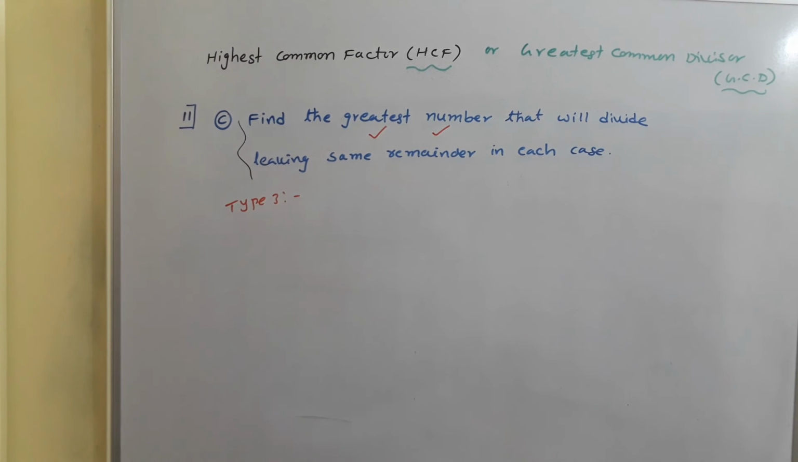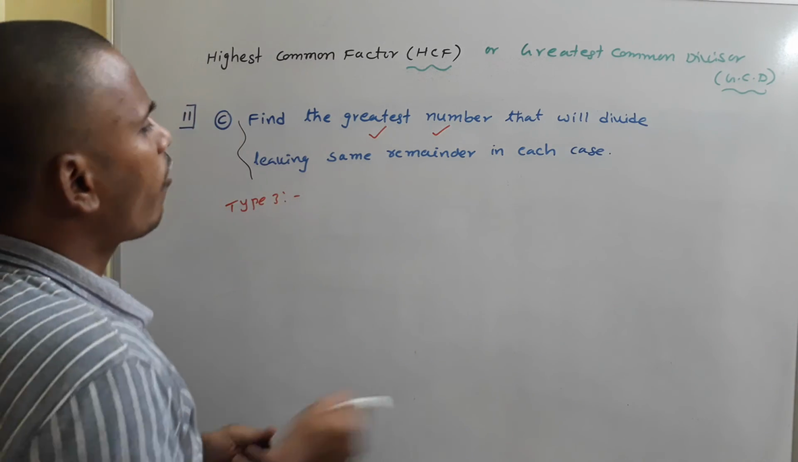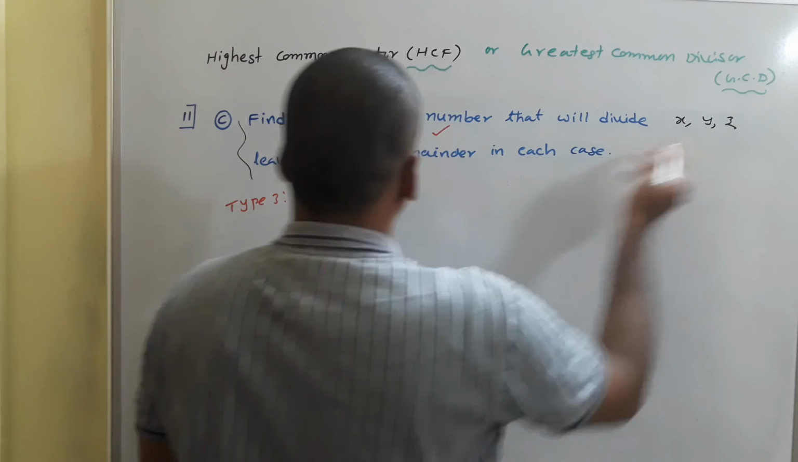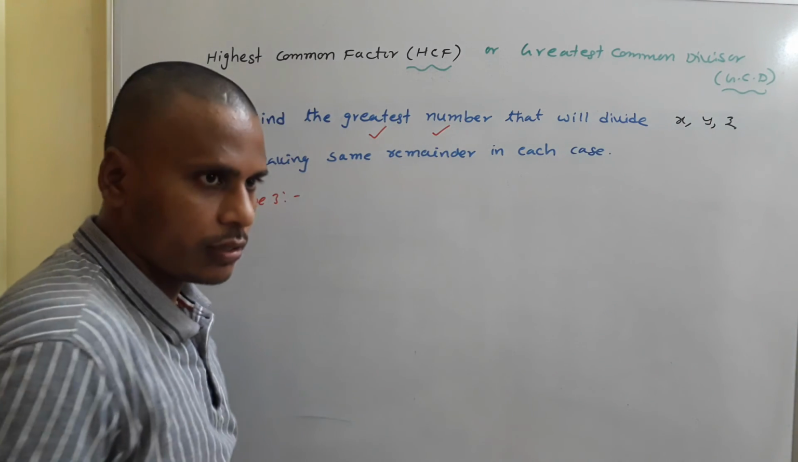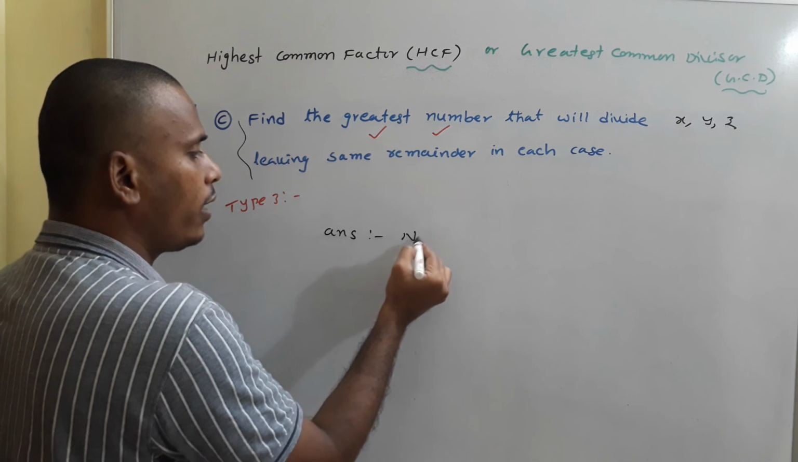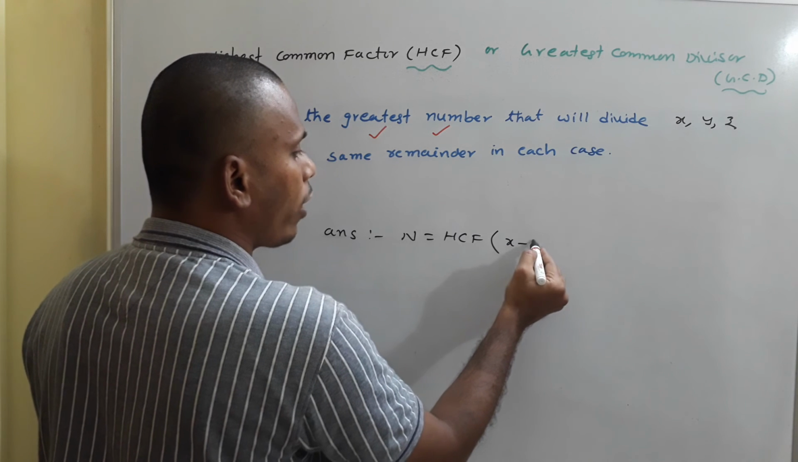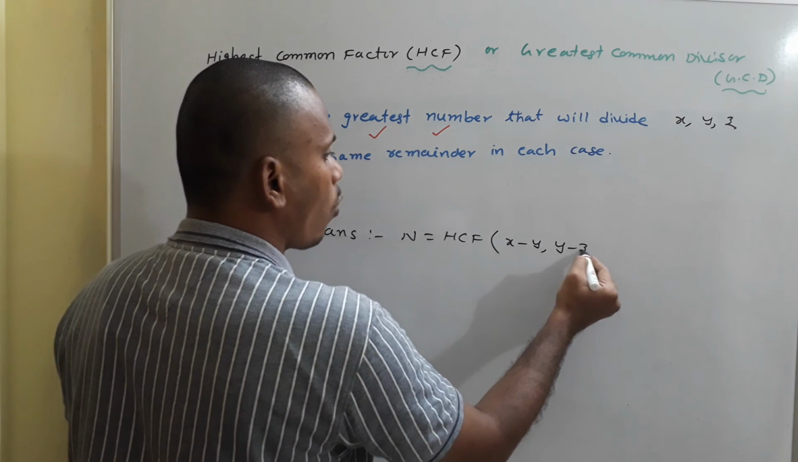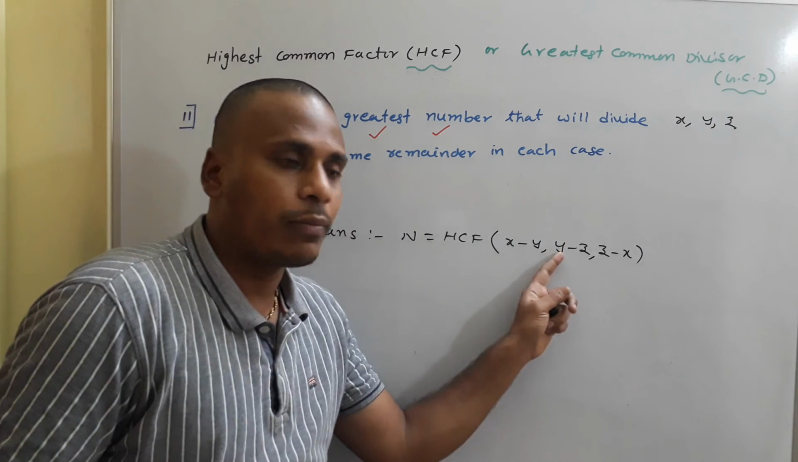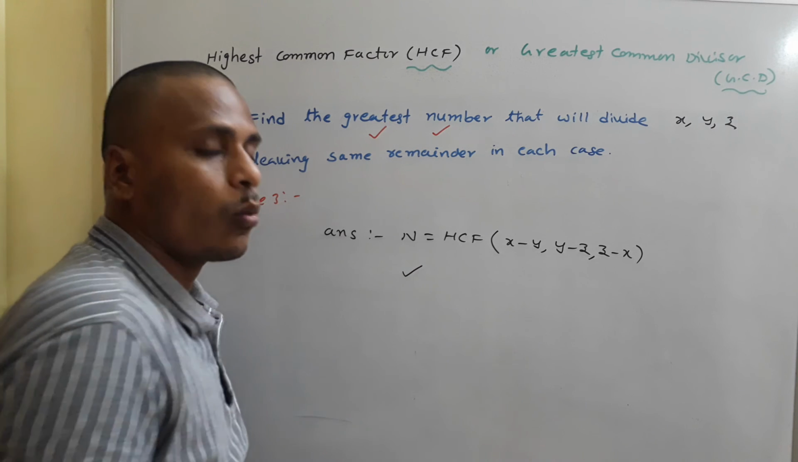So finally, if you wish to formulate this type 3, find the greatest number that will divide x, y, z, leaving the same remainder in each case. Then in this case, your answer n is simply nothing but the HCF of the corresponding differences we need to identify: x minus y, y minus z, and z minus x. HCF of these three numbers is our required answer.